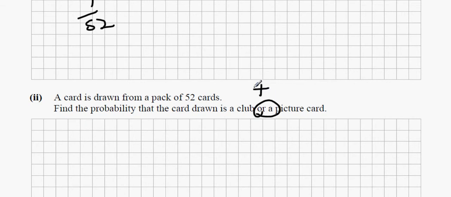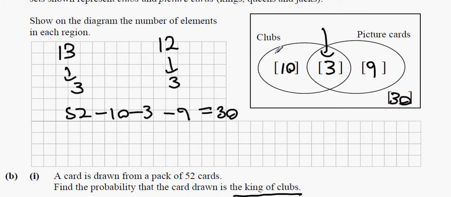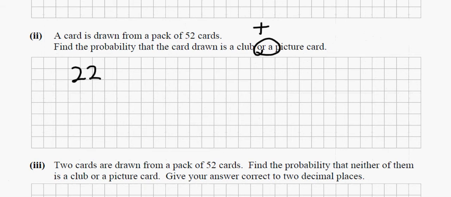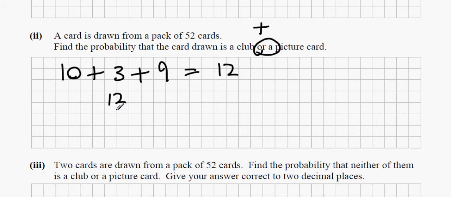Now, it's a club or a picture card. So what we have here is, this is clubs. This is a club and picture card, and a picture card. So if we add all these up together, we're going to get 22. Sorry, there's a chance of 10 clubs, and then there's a chance of 3 clubs that are also picture cards at the same time, and then there's a chance of just a picture card only, and this gets you 12. So the answer is 12 out of 52.